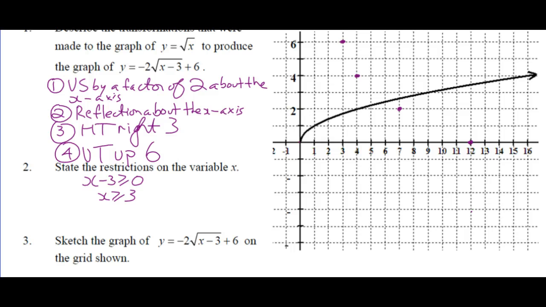All right, so we're going to start here and come down that way. Okay. Good? Yours good? Mine good? All good? Okay, sketch the graph. Done.